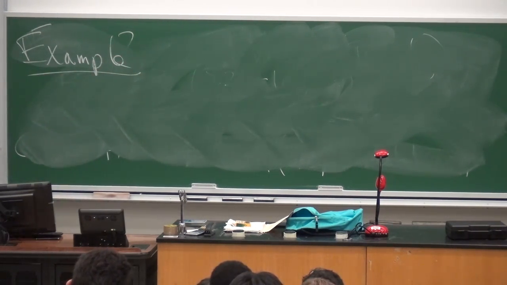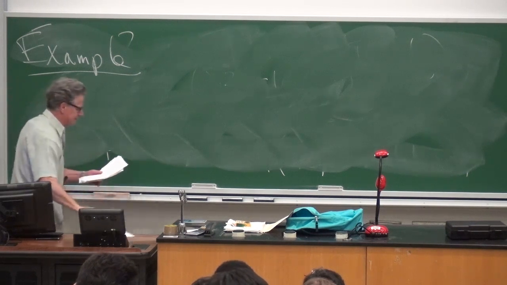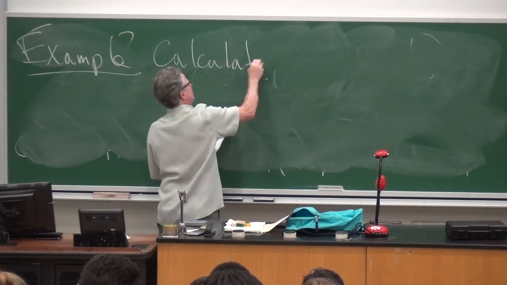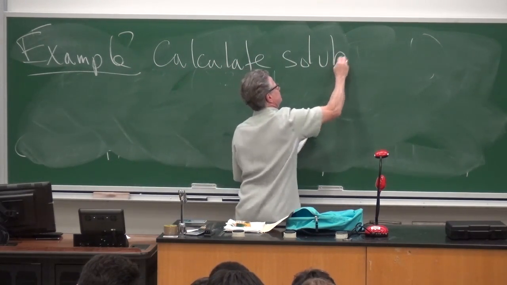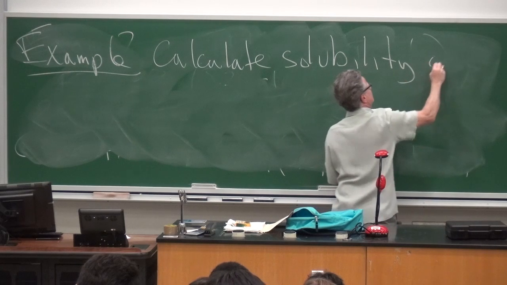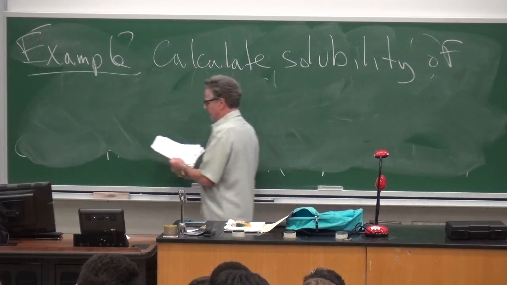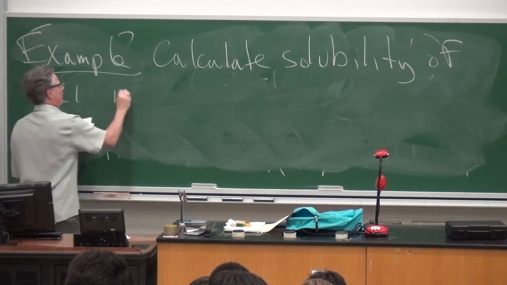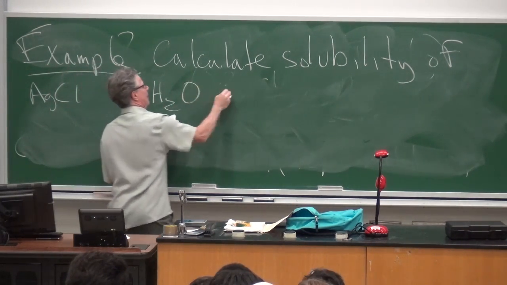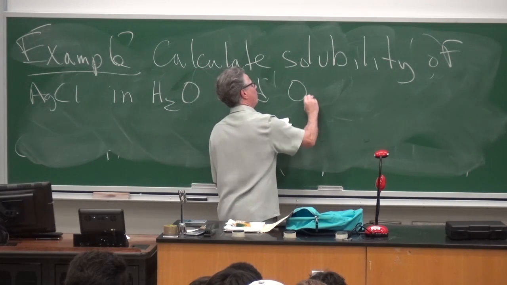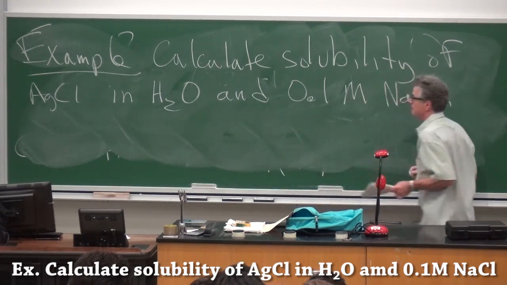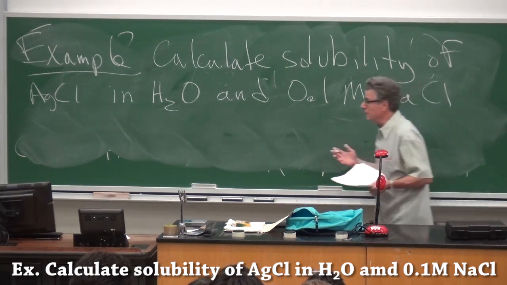So it's a common ion effect example. It says calculate the solubility of silver chloride in water and 0.1 molar sodium chloride. So the water one is easy.